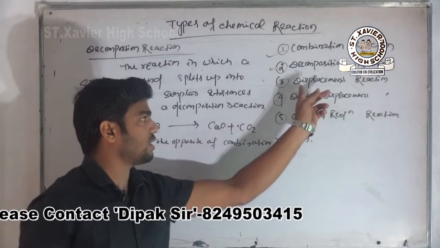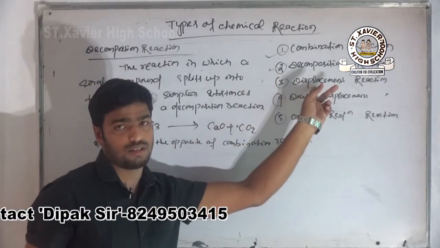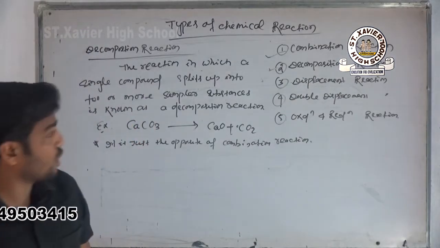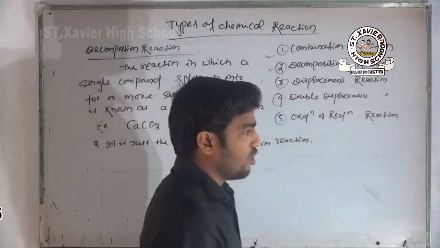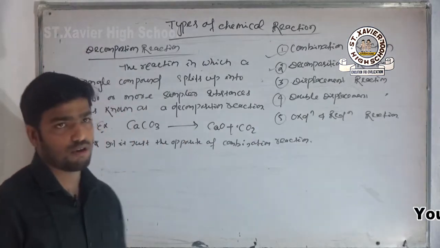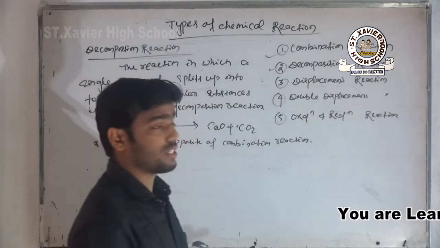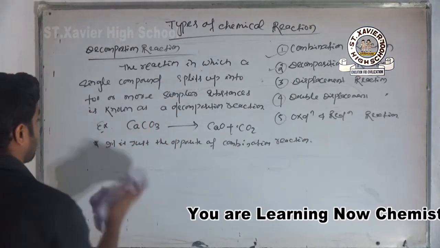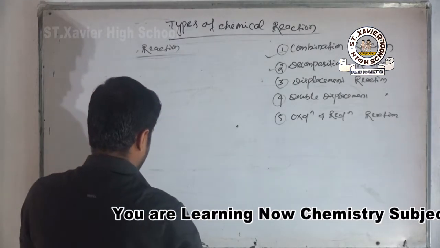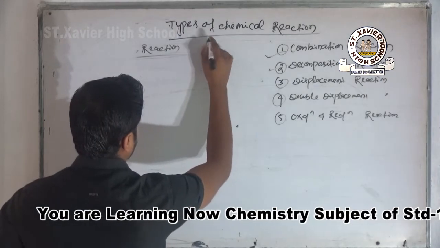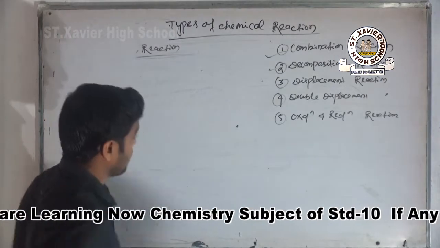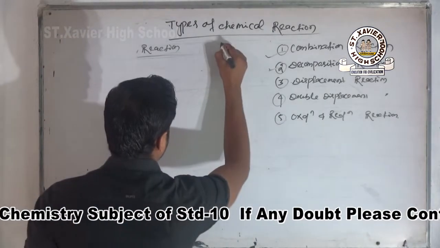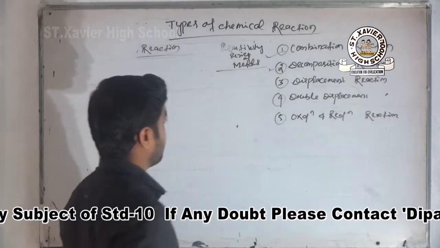Comes to the third point, that third type, that is displacement reaction. Before going to start displacement reaction, we have to know a series about the metals. Let's come to the series first, then we will start displacement reaction. The series is popularly known as our reactivity series, reactivity series of metals.